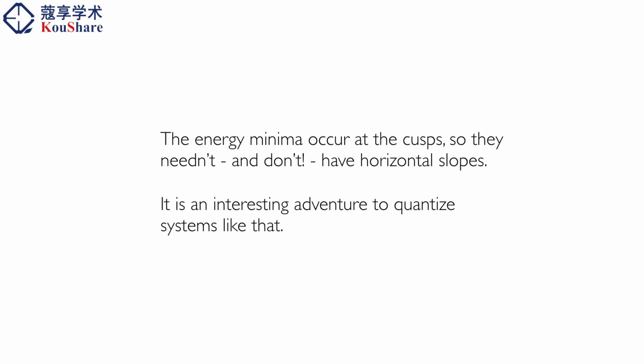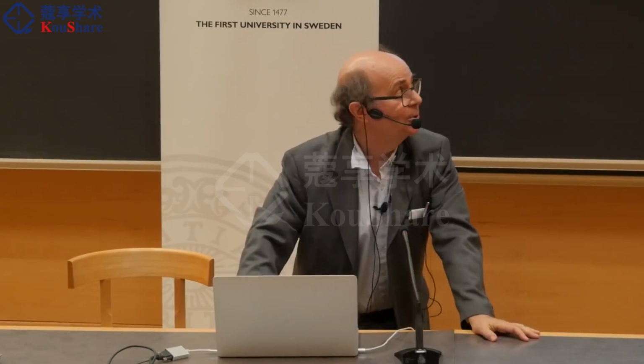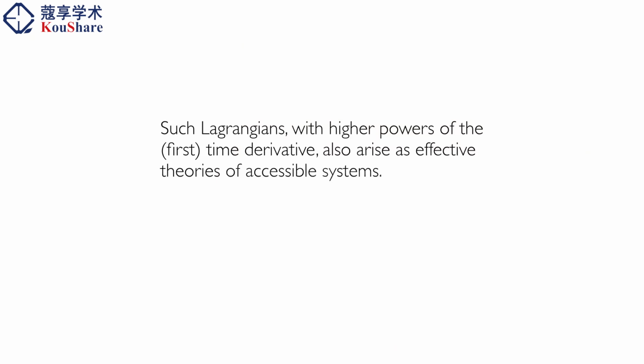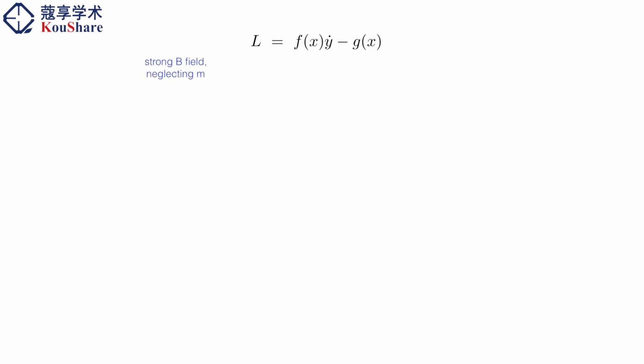As I was alluding to, it's an interesting adventure to quantize systems like this, but that's a better subject for a seminar than a colloquium, and I won't try to describe that here. Let me just say that those kinds of Lagrangians arise naturally in effective theories of accessible systems. In view of the time, I won't belabor this, just to say that one such system is a particle in a strong magnetic field, where, if you think about it, we're familiar with the idea that things keep moving.